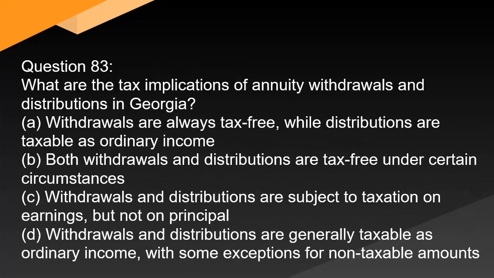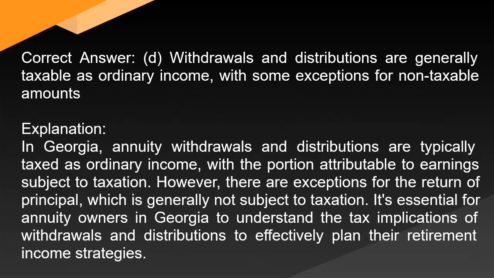Question 83. What are the tax implications of annuity withdrawals and distributions in Georgia? Correct answer: D. Withdrawals and distributions are generally taxable as ordinary income, with some exceptions for non-taxable amounts. Explanation: In Georgia, annuity withdrawals and distributions are typically taxed as ordinary income, with the portion attributable to earnings subject to taxation. However, there are exceptions for the return of principal, which is generally not subject to taxation.